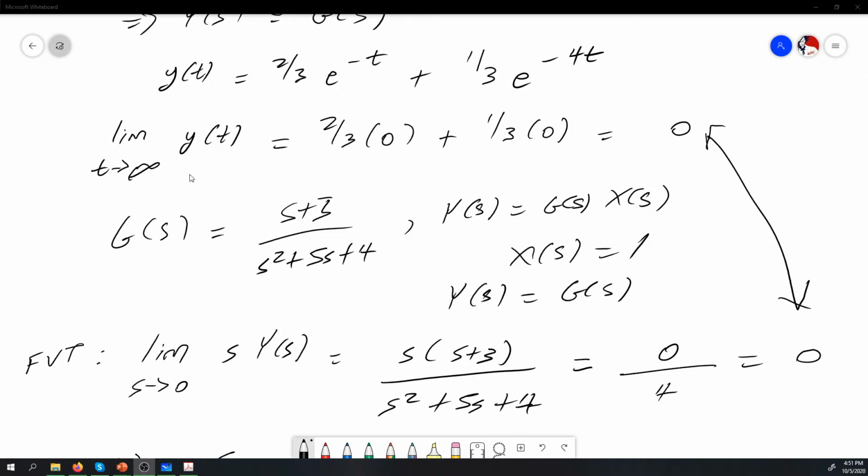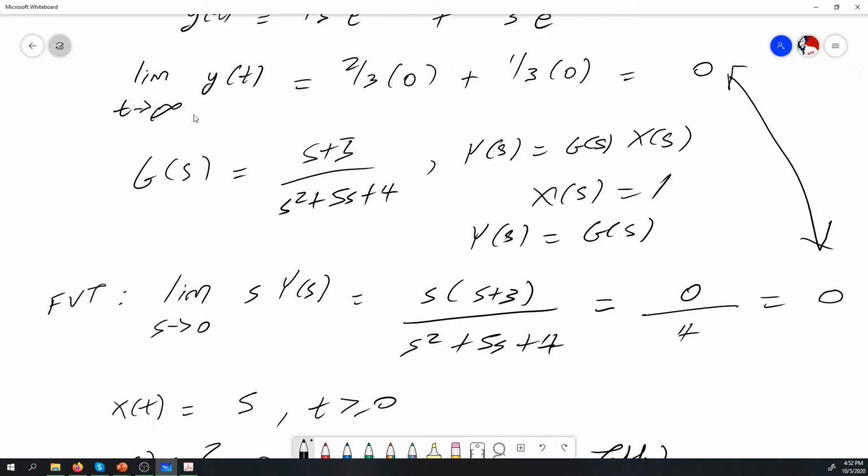So because it's a steady state value, this means t tends towards infinity for your y of t signal. And because these are negative decaying exponents, being e to the minus t and e to the minus 4t, when we plotted those signals, we saw that as t went towards infinity, these signals approach 0. So it means 2/3 of 0 and then 1/3 of 0. And if you substitute 0 for these exponent values, we end up with an end result of 0.